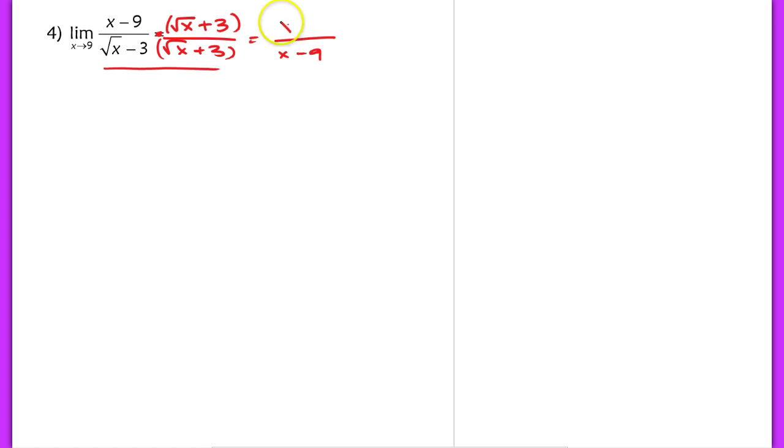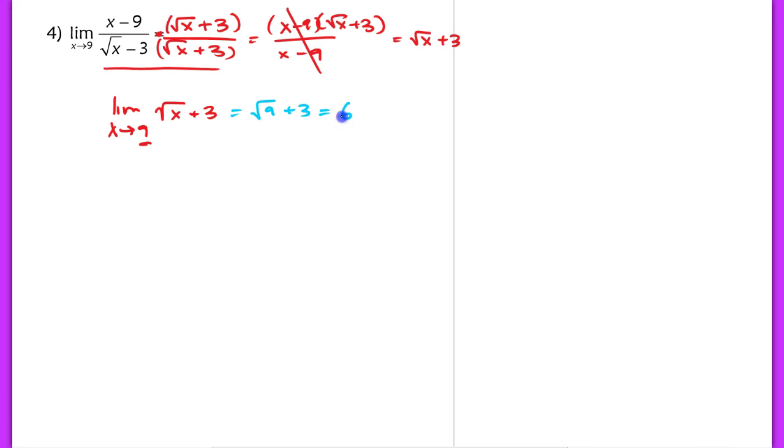In the numerator, I still have x minus 9 times root x plus 3. And as you can see, those common factors here will cancel, and I'm left with root x plus 3. So if I want to find the limit as x approaches 9 of root x plus 3, we're going to just evaluate the function at x equals 9. So I plug that in, and I have square root of 9 plus 3, which is 6. So the limit as x approaches 9 of x minus 9 over root x minus 3 is 6.